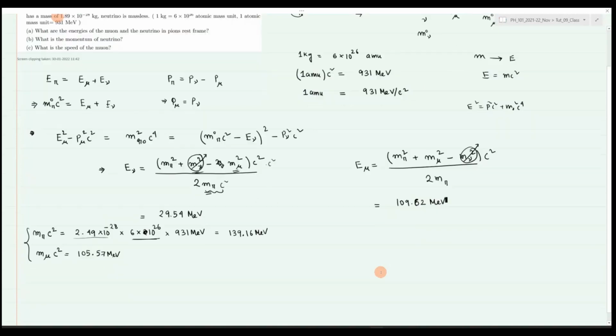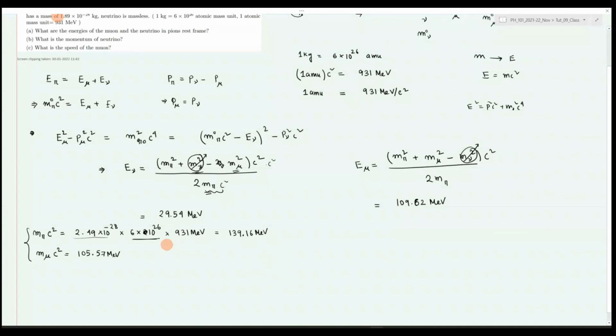This is done. Next, we will ask what is the momentum of the neutrino. I am getting 29.5 MeV and 109.5 MeV. That's what approximation is right now. It's fine. You must have neglected some numbers, maybe. Yeah, I did it a little differently.